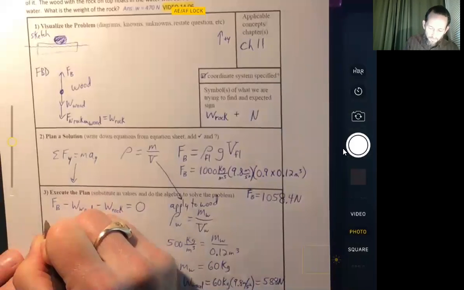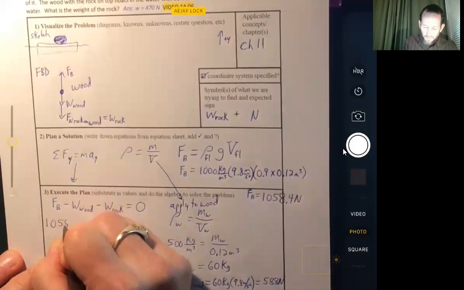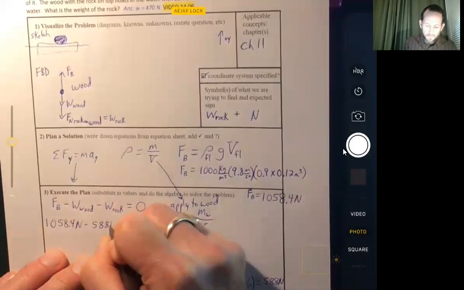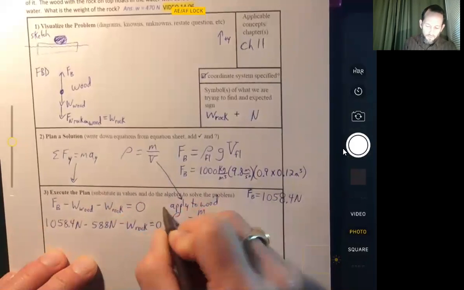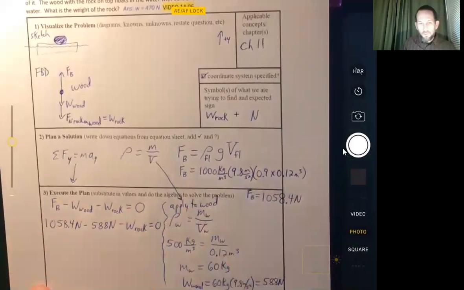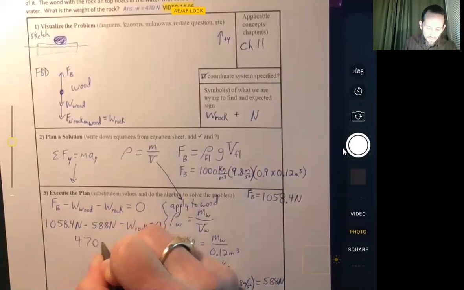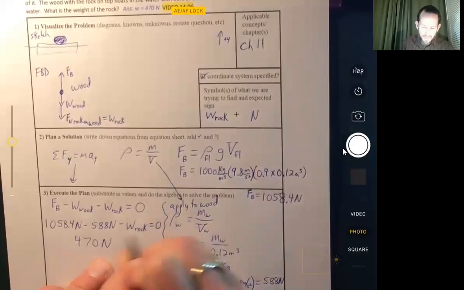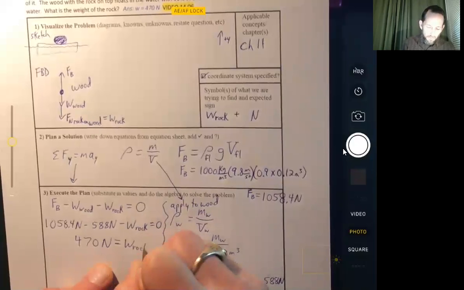All right, so now we can fill these values in. 1058.4 newtons minus 588 newtons minus the weight of the rock equals zero. So now we can solve. We get 470.4 newtons, but I'll just round it to 470. I'm adding W_rock to both sides, and we have our answer.